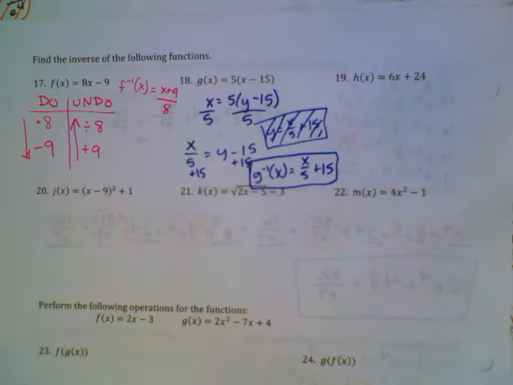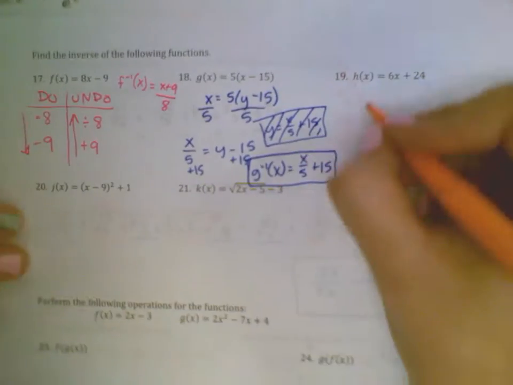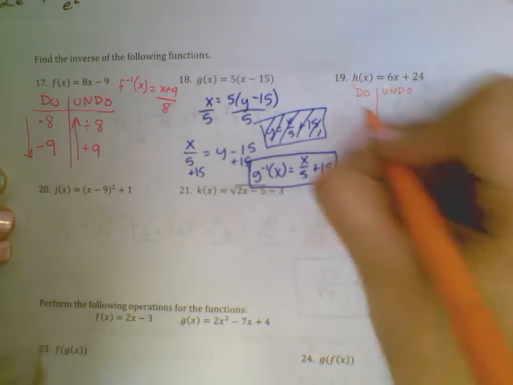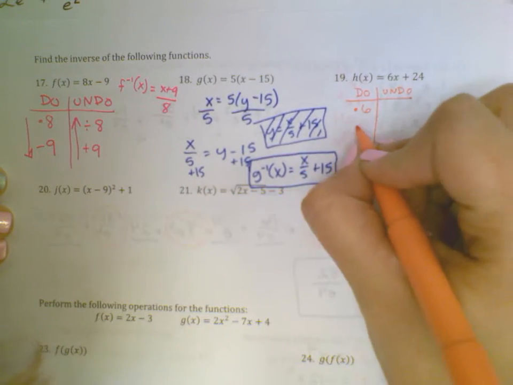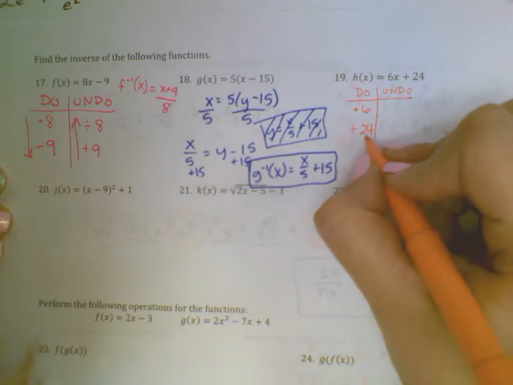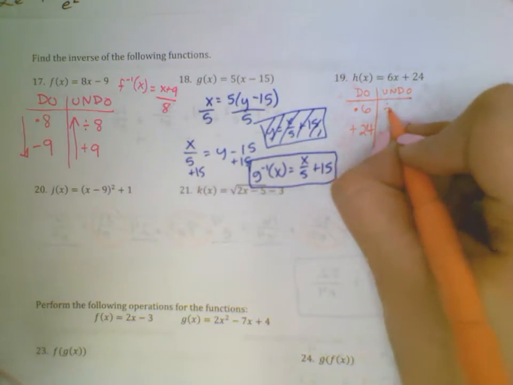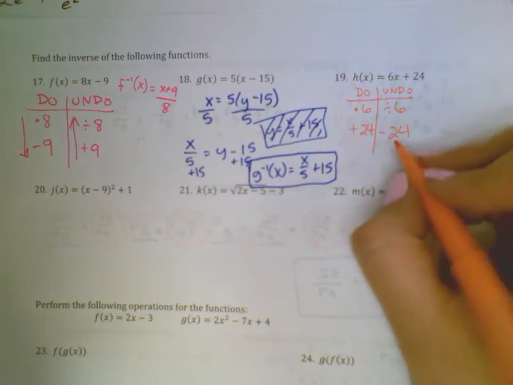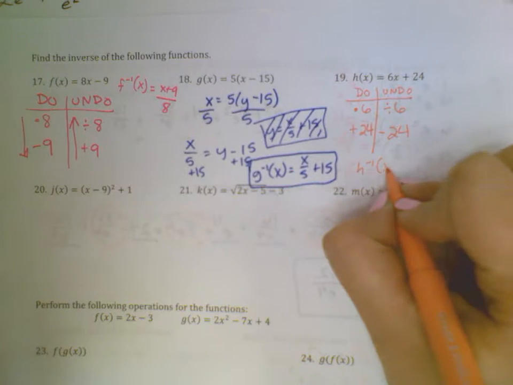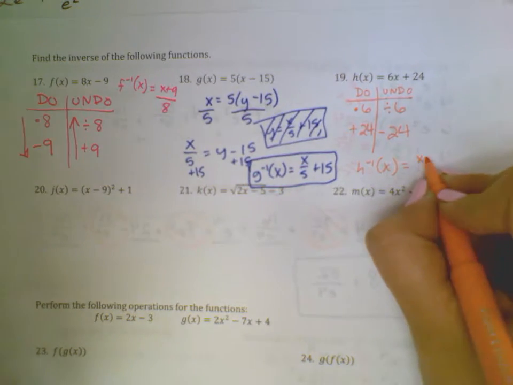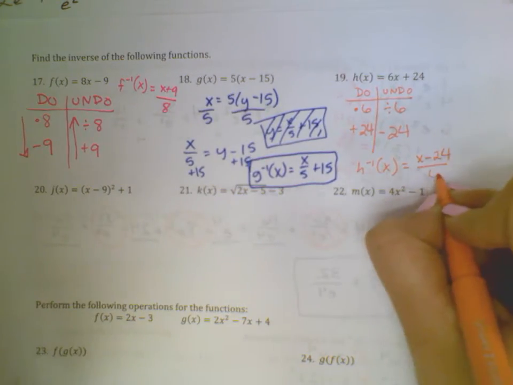So for h of x, I'll do a do-undo table. I'll just go back and forth between the two. So to do, I would first multiply by 6 and then add 24. The inverse operation of addition is subtraction. The inverse of multiplication is division. So I would get the inverse of h of x is equal to x minus 24 divided by 6.